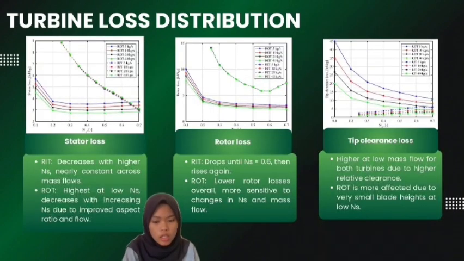For turbine loss distribution, there are three loss, namely stator, rotor, and clearance loss. Stator and rotor loss are higher at low mass flow due to clearance effect, especially in radial outflow turbine with very small blade height. Radial inflow turbine tend to have higher axial force, requiring robust thrust bearing design.